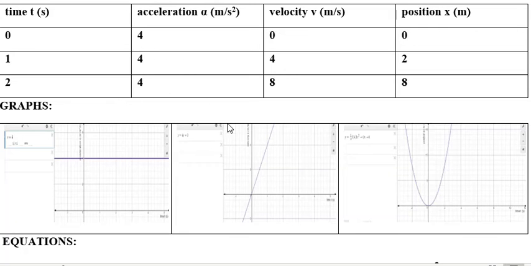Now, going back to the notes, we can see that the graph of the position time graph will be a parabola. We don't care for the negative part, we care only for the positive part, because negative time means past. So it is a parabola. How can we tell? How can we know?